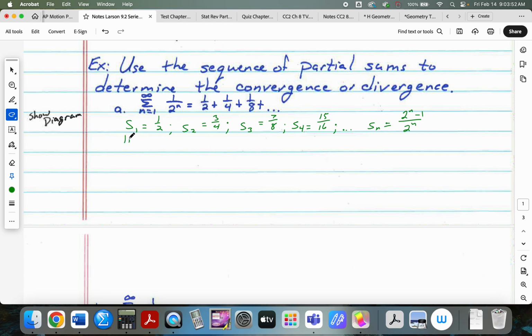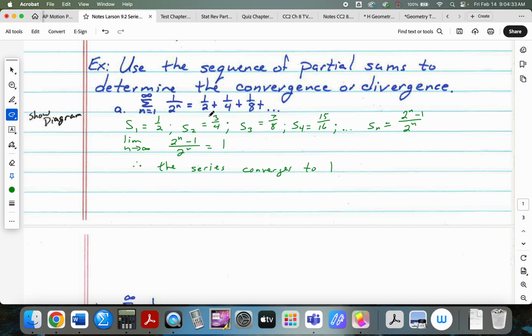So the limit as n goes to infinity of 2 to the nth minus 1 over 2 to the nth is 1. Therefore, the series, notice this is a sequence, the series converges to 1. Because the sequence of partial sums converges to 1.